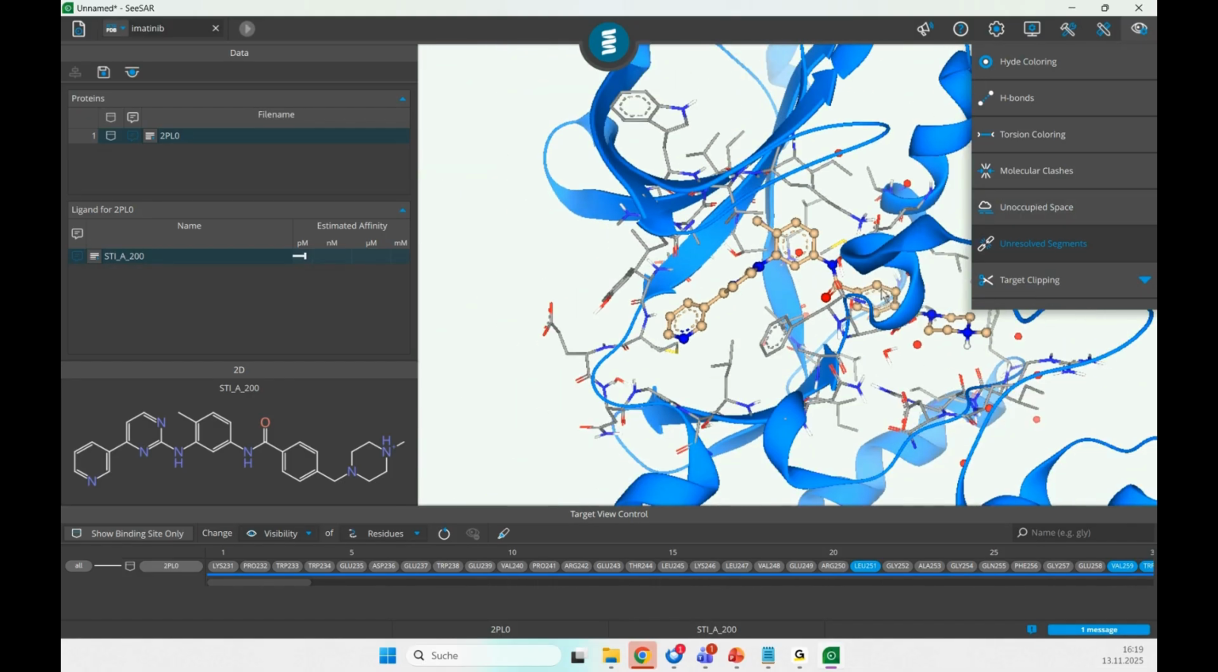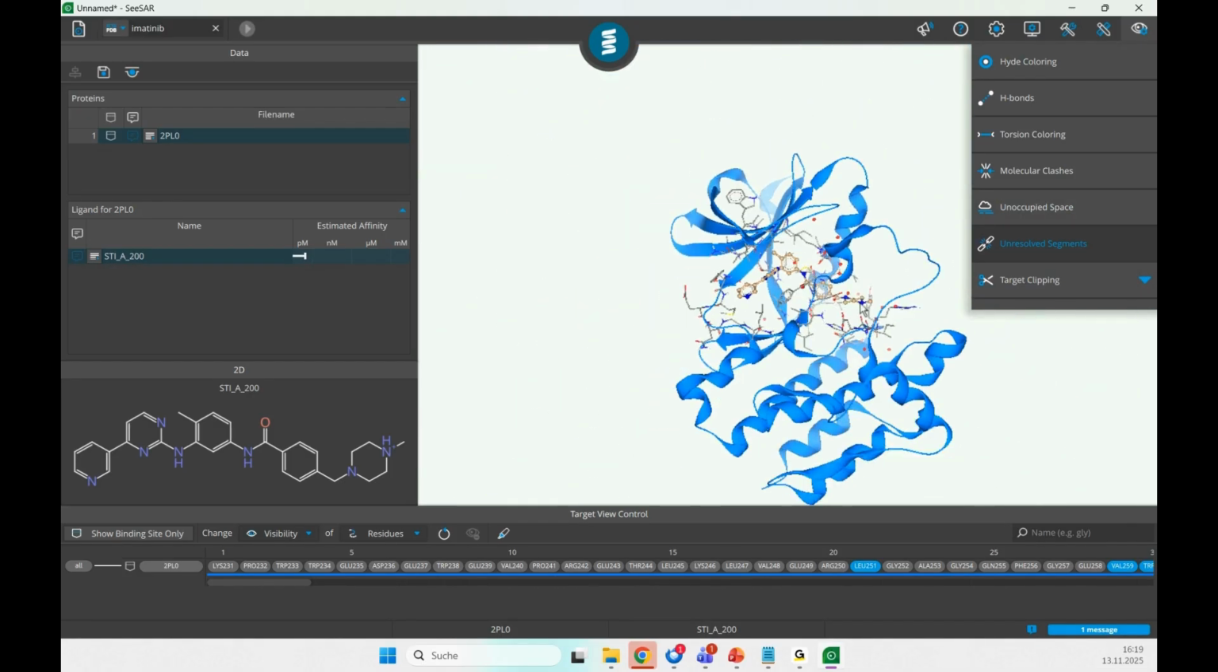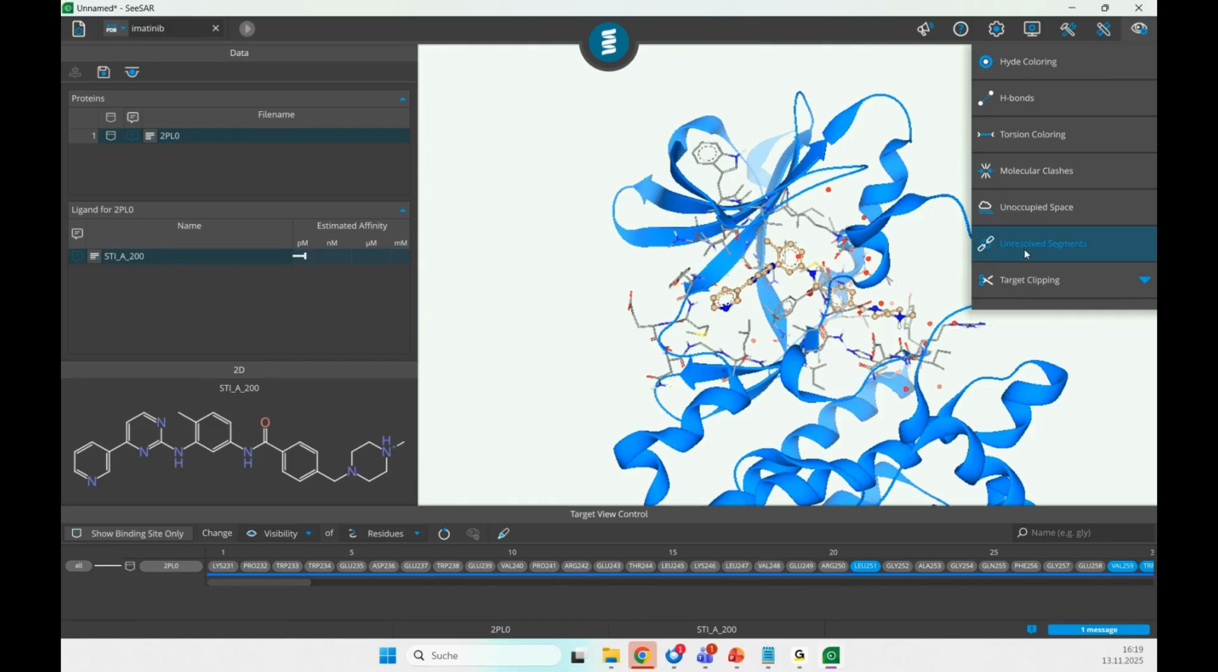In some cases, the whole protein is not resolved. In this case, it is. Otherwise, you would also be able to hide and show unresolved segments. And target clipping will be part of our next discussion.